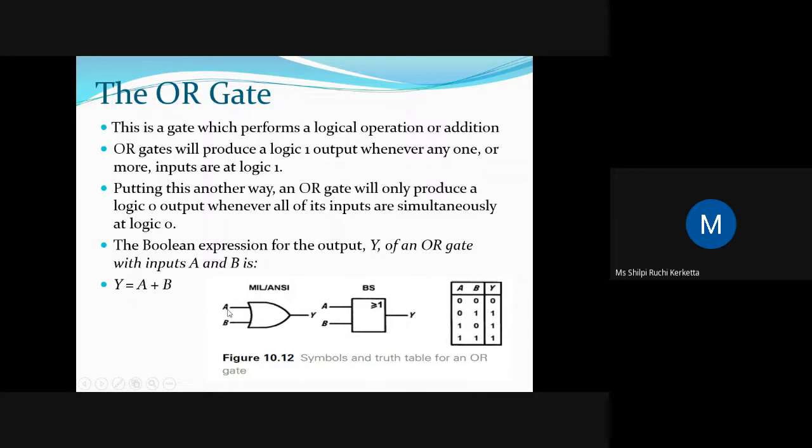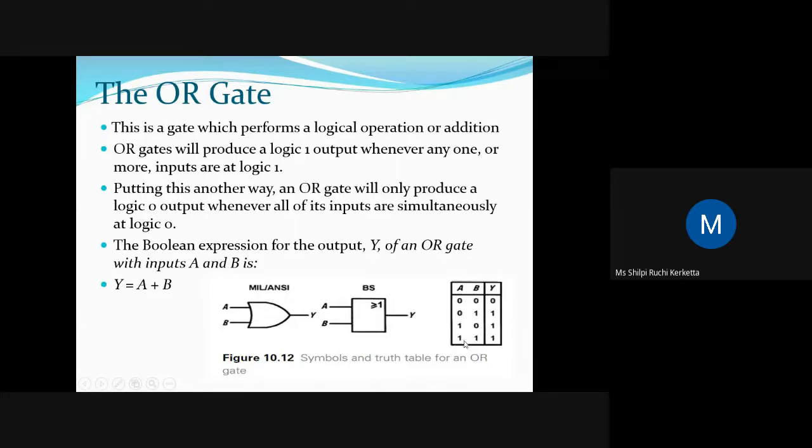Okay. So we have input A and B and this is the symbol. Here the input becomes a little bit curved and the output will also become a little bit curved for this OR gate. And this is the Boolean symbol. And this is the truth table. So we will add this input A plus B. If we add 0 plus 0, then we will get a 0. If we add 0 plus 1, then we will get a 1. If we add 1 plus 0, then also we will get a 1. And 1 plus 1, if we add, then also we will get a 1.